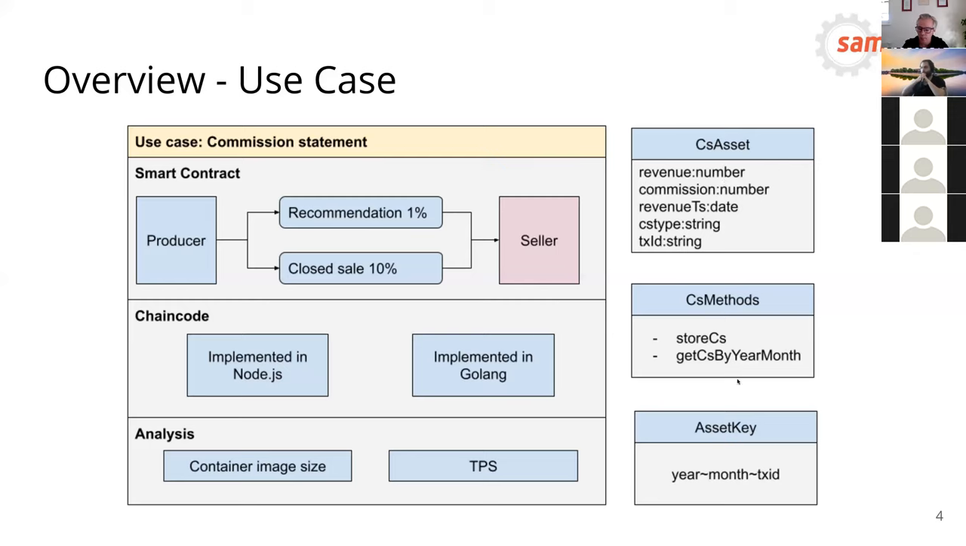Then we have here two numbers. And then we will implement two simple methods. We will implement a method to store this commission statement asset. And then we will query this.